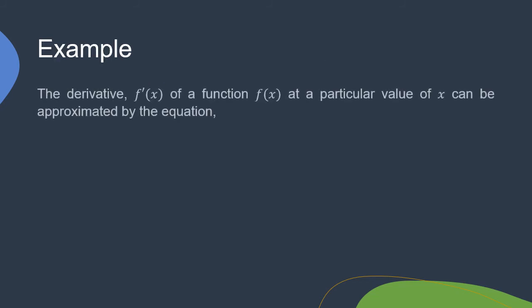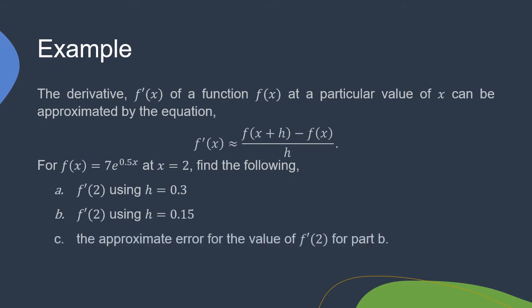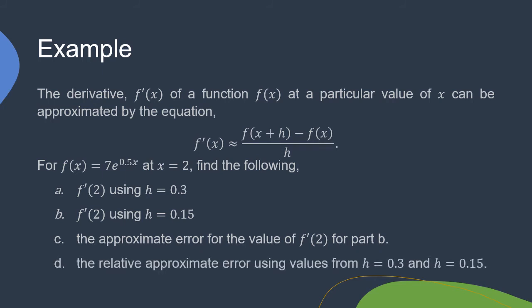Example 2. The derivative of the function f of x at a particular value of x can be approximated by the equation shown below. For f of x is equal to 7 e raised to 0.5x at x is equal to 2, find the following. A, we're going to solve for f prime of 2 using h of 0.3, f prime of 2 using h of 0.15, B, the approximate error for the value of f prime of 2 for part A, and C, the relative approximate error using values from h of 0.3 and h of 0.15.